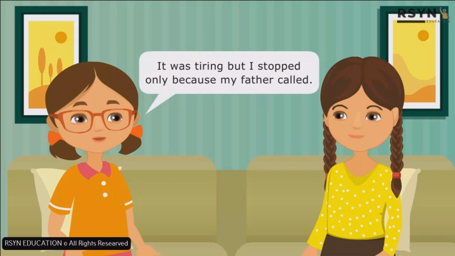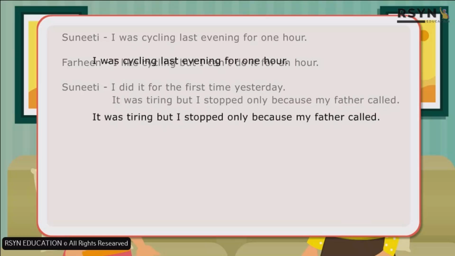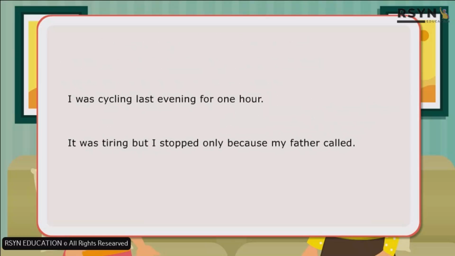In the dialogues, the girls have used past progressive tense to talk about an action that went on for some time in the past and also to talk about another action that happened when the first action was in process. Here are examples of sentences with verbs in past progressive tense. I was cycling last evening for 1 hour. It was tiring, but I stopped only because my father called.